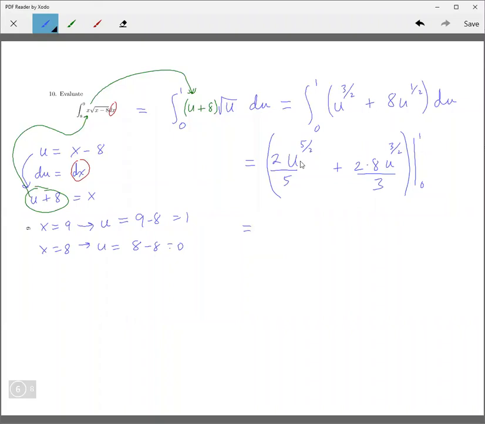So put in a 1, and you're going to get 2/5 plus, putting 1 in here, you get 16/3. This is 1 to the 5/2, which is just 1, and this is 1 to the 3/2, which is still just 1. Minus, and then plug in 0, you get 0 plus 0. So put 0 in for u, everything zeros out, so that's great. And if you take 2/5 and 16/3, you get 86/15.